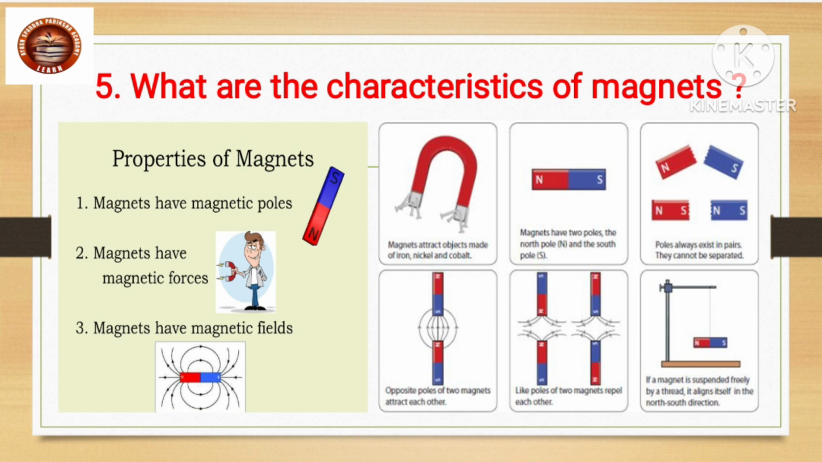Magnets have two poles, the north pole and the south pole. Poles always exist in pairs. They cannot be separated. Opposite poles of two magnets attract each other. Like poles of two magnets repel each other. If a magnet is suspended freely by a thread, it aligns itself in the north-south direction.